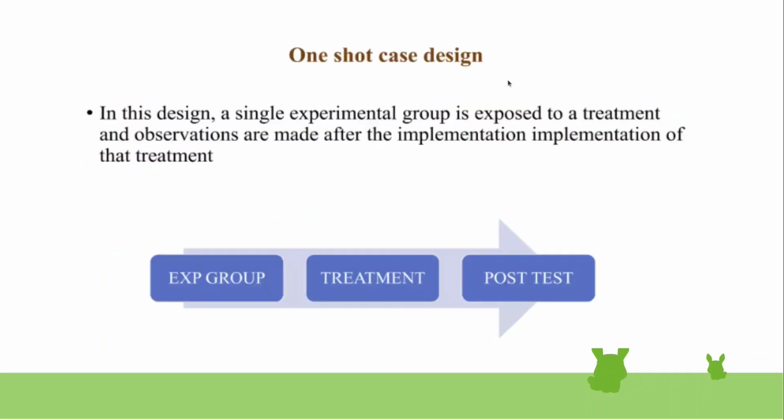Let's see what is one shot case design. In this design, a single experimental group is exposed to a treatment, and observations are made after the implementation of that treatment. Here only one group is there, the experimental group. Treatment will be given and a post-test will be conducted. Here there is no pre-test, so the researcher's control will be very little in this.